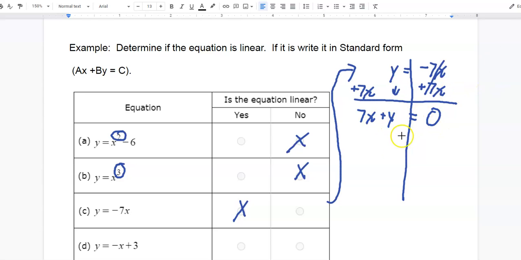So, yes, I am in standard form. I'm just going to erase part of that because I don't need that all the way down there. Okay, taking a look at our last problem here: y equals negative x plus 3.